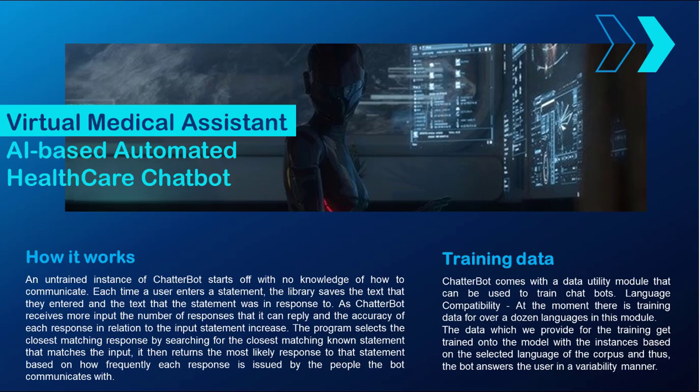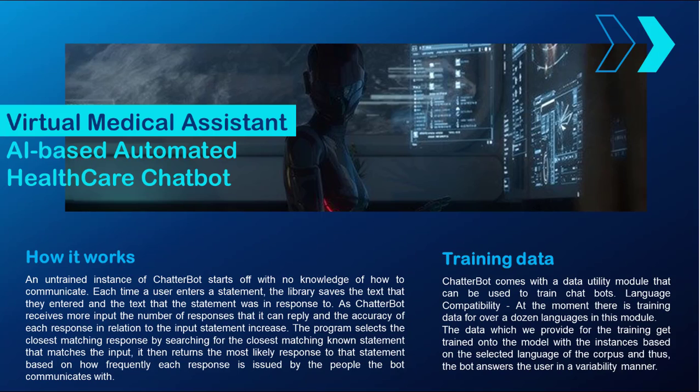How it works: an untrained instance of Chatterbot starts off with no knowledge of how to communicate. Each time a user enters a statement, the library saves the text that they entered and the text that the statement was in response to. As Chatterbot receives more input, the number of responses that it can reply with and the accuracy of each response in relation to the input statement increases. The program selects the closest matching response by searching for the closest matching known statement that matches the input. It then returns the most likely response to that statement based on how frequently each response is used by the people the bot communicates with.